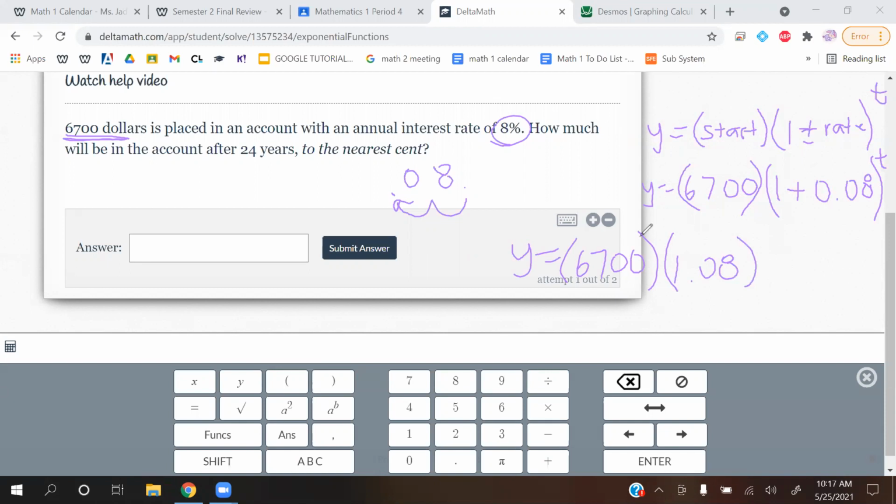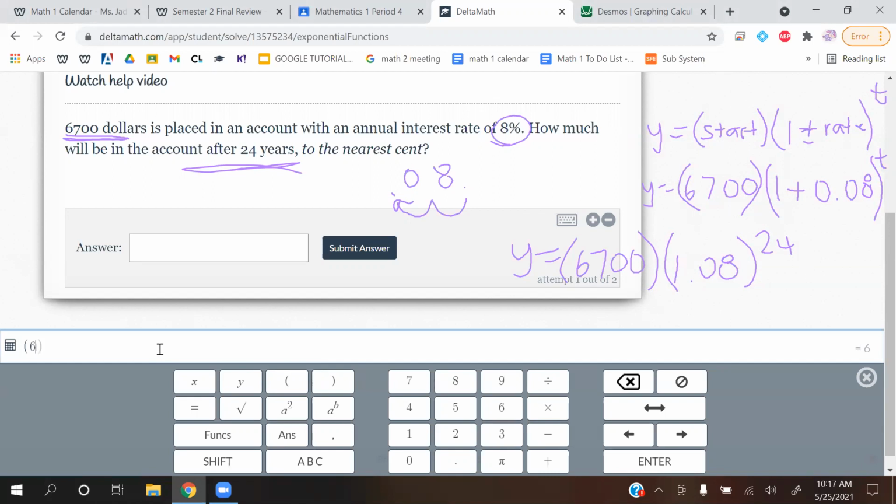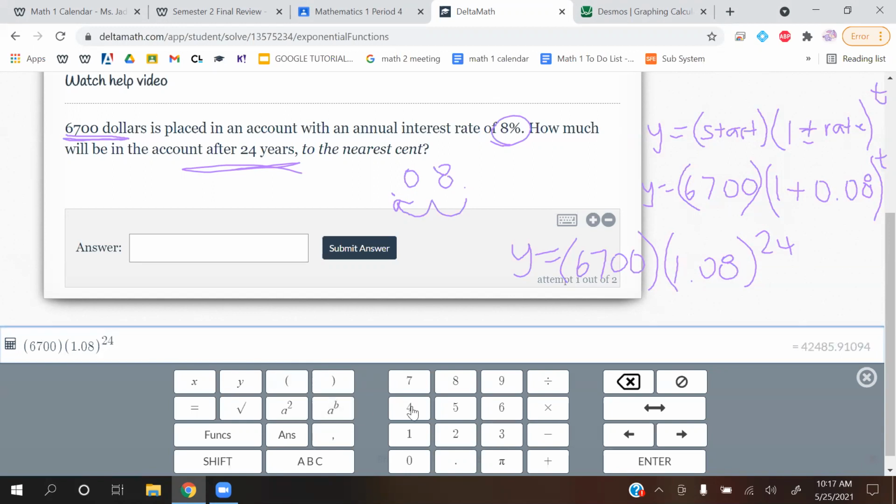So what is our t value? How much time has passed? 24 years. So I'm going to put a 24 over here. And then we type that exact thing into the calculator. So 6,700, 1.08 to the power of 24.